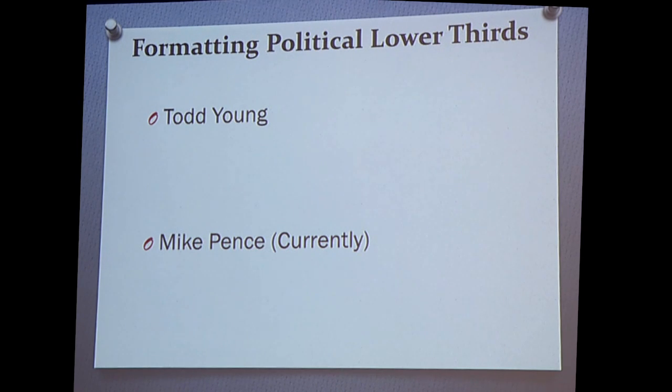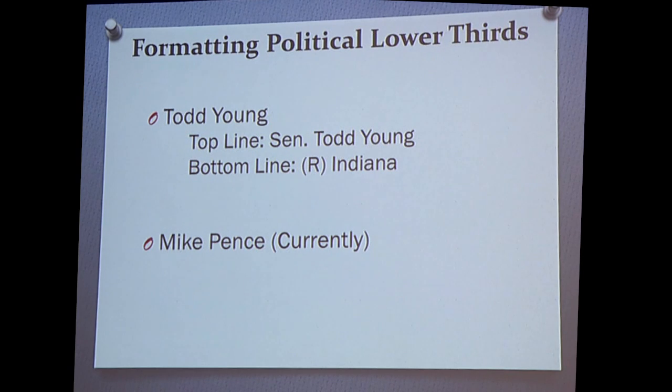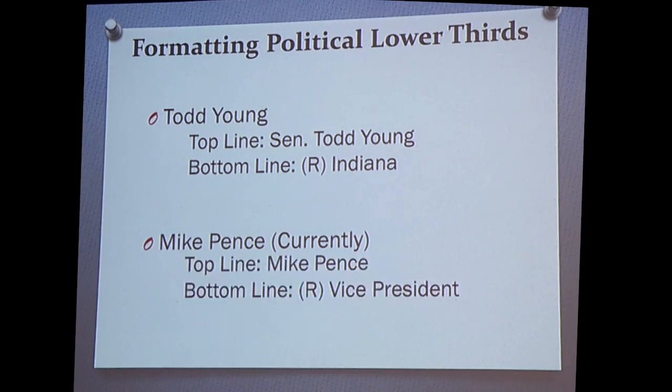When it comes to political lower thirds, again, I've been seeing some mistakes on this, so I just want to quickly go through this. Todd Young is a senator on the U.S. level, so Senator Todd Young, bottom line, R for Republican in Indiana. Pretty straightforward. Mike Pence, I know that there is a lot of people who debate this, and I know the AP style says one thing, but we do super the vice president in this building. So it'd be Mike Pence on top, R, vice president on the bottom.